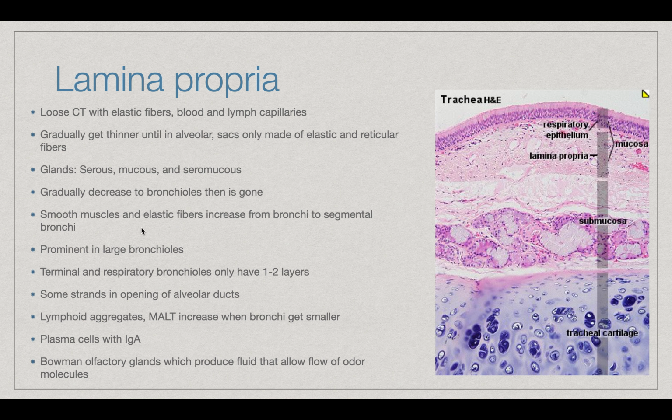Smooth muscle and elastic fibers will increase from the bronchi to the segmental bronchi, and they're mostly prominent in the large bronchioles. And then they get less and less until the respiratory and the terminal bronchioles only have 1 to 2 layers. And then there's only a couple strands in the alveolar ducts, mostly just to give the ducts some structure. And in the lamina propria, lymphoid aggregates along with the MALT will increase as the bronchi get smaller.